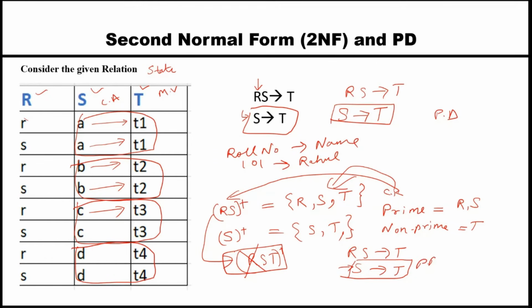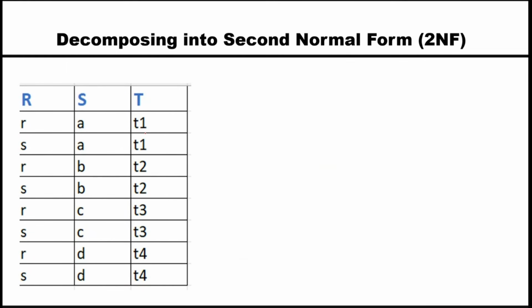If it is determining a non-prime attribute, obviously it becomes a partial dependency. And in this diagram also, you can see that S determining T is creating a problem, because it is giving a lot of duplicated data. Whenever you see S determining T, because the values are repeated, there is so much wastage of database space. So this is creating a problem. So we have to remove this partial dependency. And how can we remove this partial dependency?